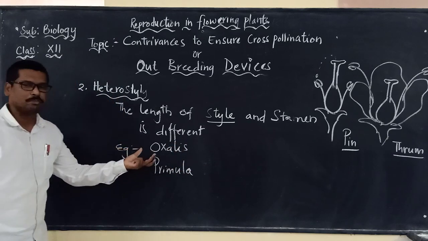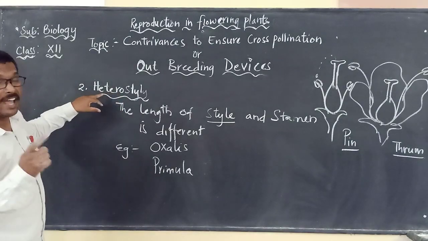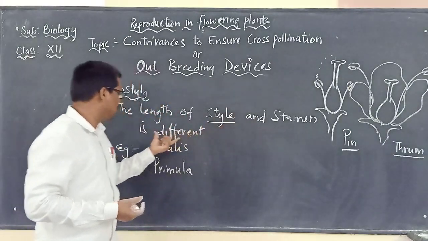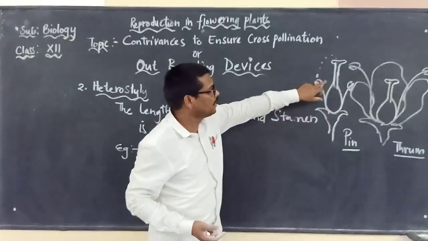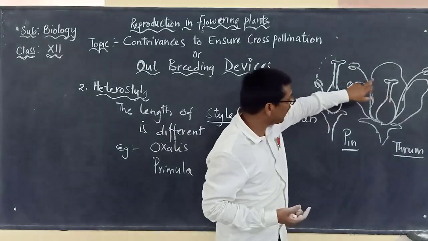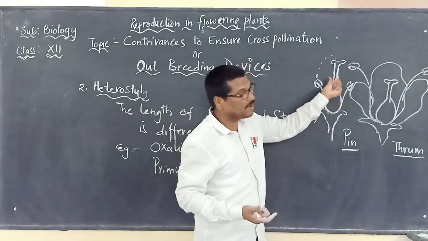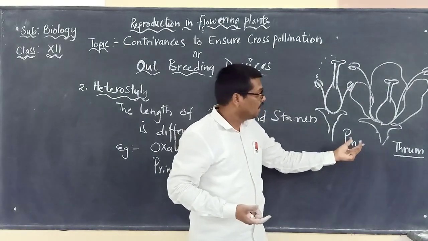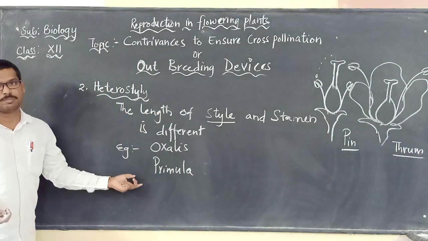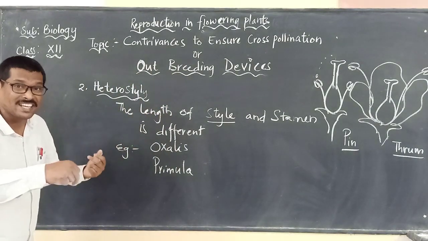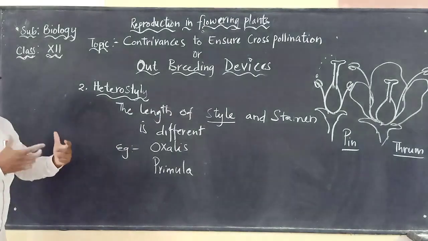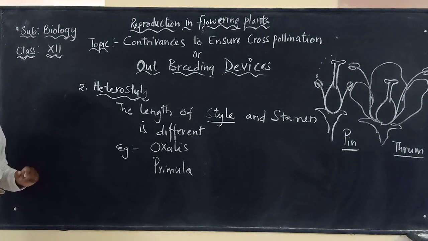We can keep these examples in our mind, where they are showing one adaptation called as what? Heterostyling. Heterostyling means the length of the style and the stamen is different. So here the length of the style and the stamen is different. Here also, the length of the style and the stamen is different. As we have mentioned, if the style is long, we call it pin. If the stamen is long, we call it thrum. Best examples are oxalis and primula. This is one adaptation again to discourage what? Self-pollination, and to encourage what? Cross-pollination. So this is one adaptation naturally the plants show to promote cross-pollination.